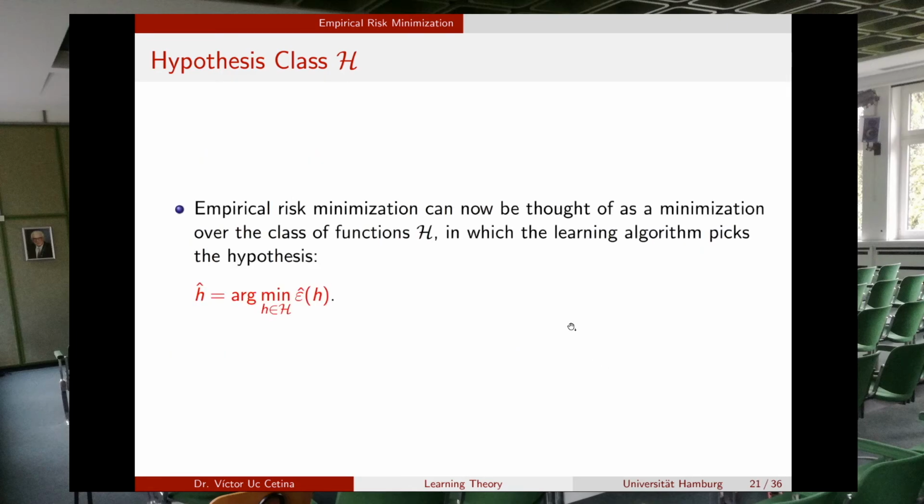Empirical risk minimization can now be thought of as a minimization over the class of functions H in which the learning algorithm picks the hypothesis H circumflex. So empirical risk minimization, if we are considering this set of hypotheses, consists in searching for the hypothesis that will minimize the error in our training set. And all the hypotheses that we need to analyze belong to the hypothesis class big H.